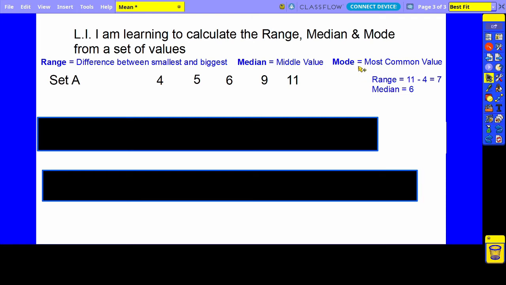And in this data set, there is no mode because no number appears more than once. So the mode has to be the most common value. But if there isn't one number that comes up more than the others, then there isn't a mode.